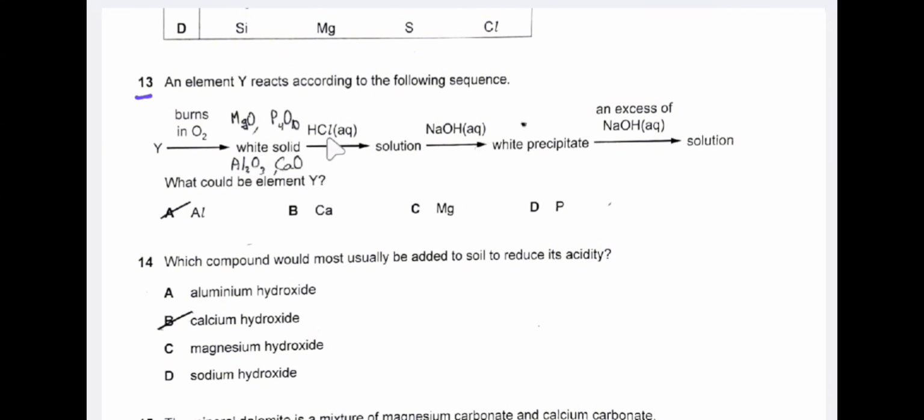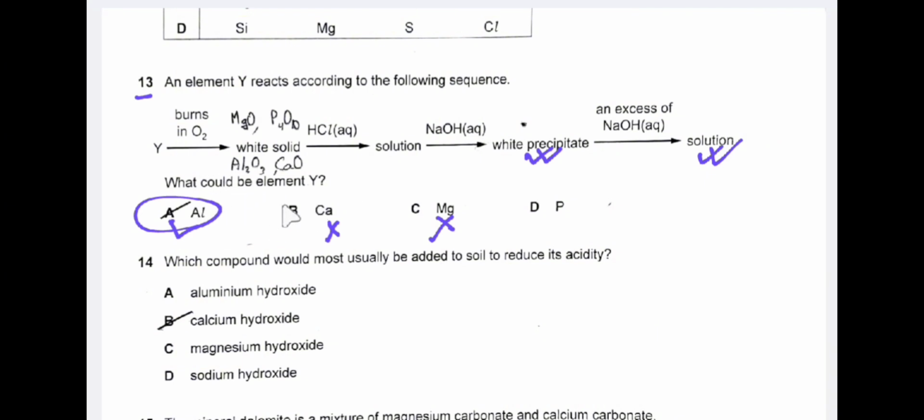Then this white solid reacts with HCl to form a solution. This then reacts with sodium hydroxide to form a white precipitate, and with excess sodium hydroxide to form a solution. So basically, for this total sequence, the main point that we have to highlight is that with sodium hydroxide it forms a white precipitate and with an excess it forms a solution. Magnesium is insoluble in excess, calcium is insoluble in excess. For aluminium, the white precipitate is formed and it is soluble in excess. So the answer is A.